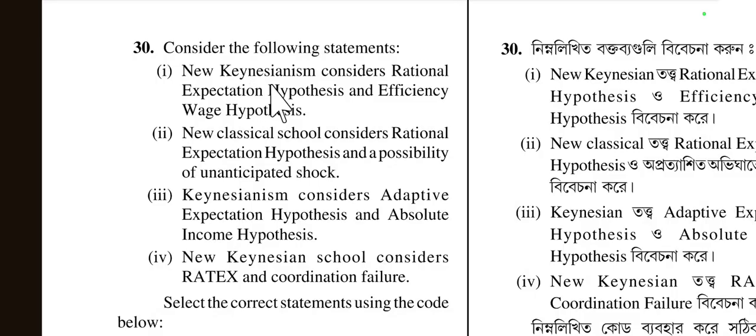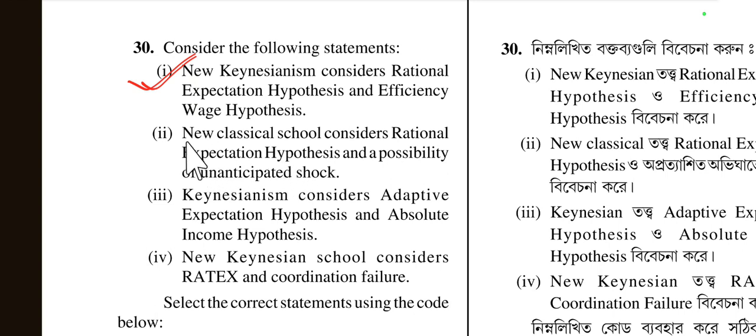First one: new Keynesianism considers the rational expectation hypothesis and the efficiency wage hypothesis. This is correct because new Keynesianism incorporates rational expectations and emphasizes ideas like the efficiency wage hypothesis to explain wage rigidity and involuntary unemployment. So this is correct.